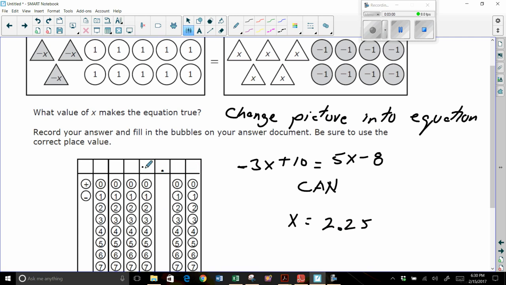So 2.25, we bubble it in, 2.25. If I want to bubble in the positive sign, I can. I don't have to, but if I leave it blank, it's still going to be counted automatically positive. So my answer, x is equal to 2.25.